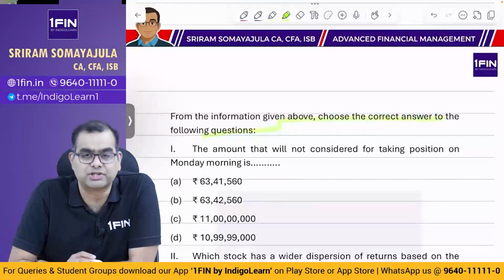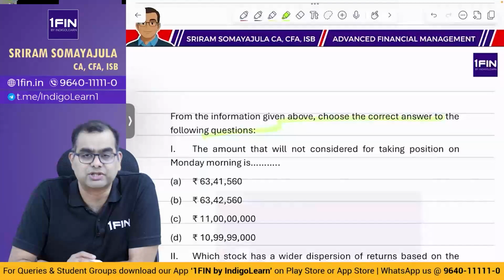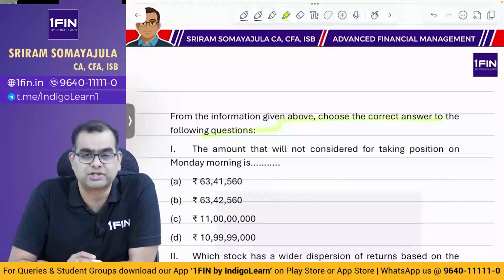So here they are making an assumption that this entire amount is not going to be invested. Only 11 crores will be invested. So 63,42,560 is the only correct answer because you will invest 11 crores. You will invest 10,99,000. You can also invest 63,41,000. So the amount that will not be considered is only this.